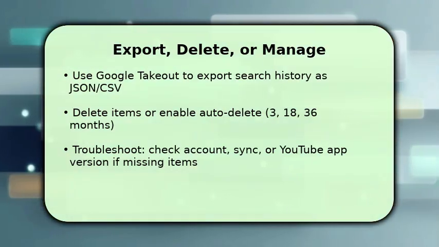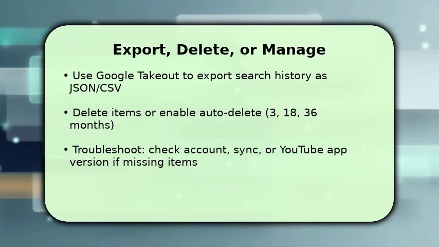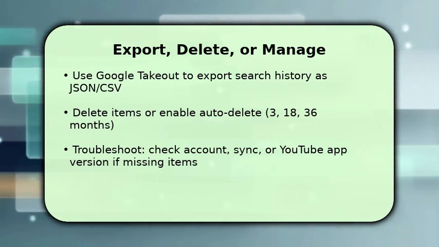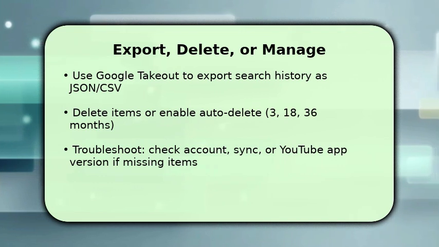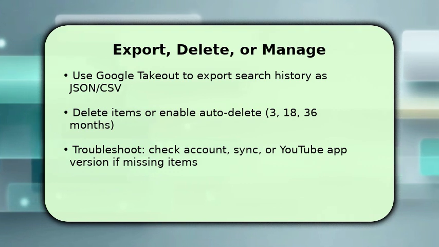Finish by deciding whether to export, delete, or change retention. For export, open Google Takeout, include YouTube, and select Search History to get JSON or CSV. This keeps an offline copy. To delete, remove selected items or enable auto-delete. Choose 3, 18, or 36 months to automatically prune future searches.